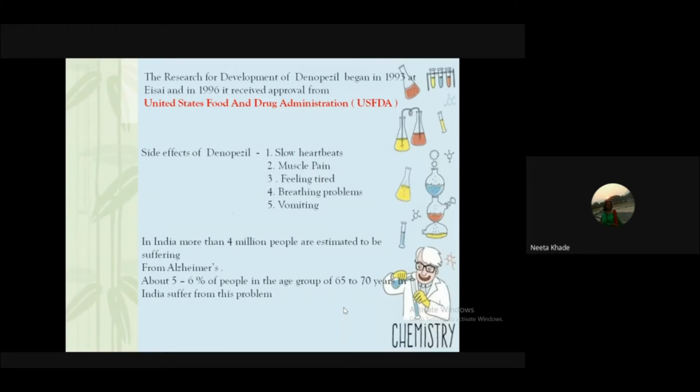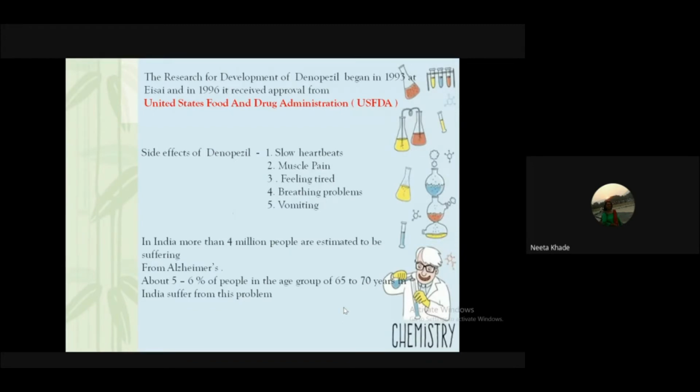Now, as this drug is very useful, as we all know, but it also has some side effects. The person can have slow heartbeats, muscle pain, feeling tired, breathing problems, and vomiting. These are the most common side effects of this Donepezil.